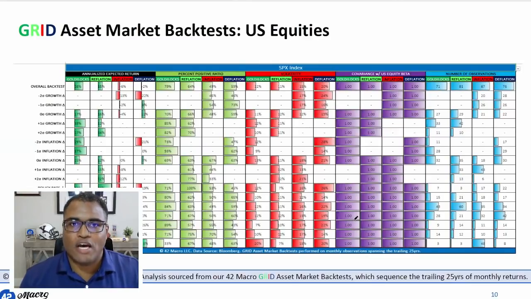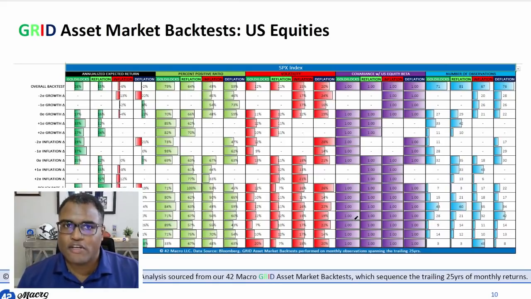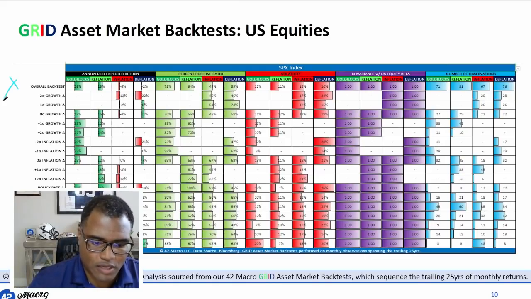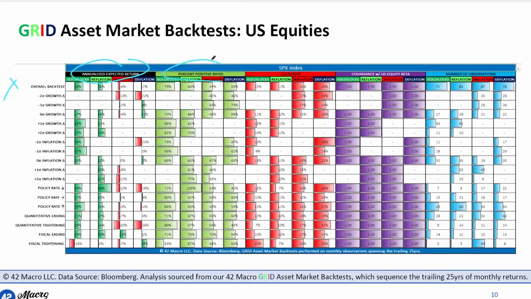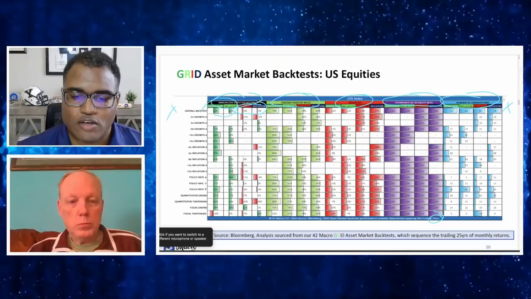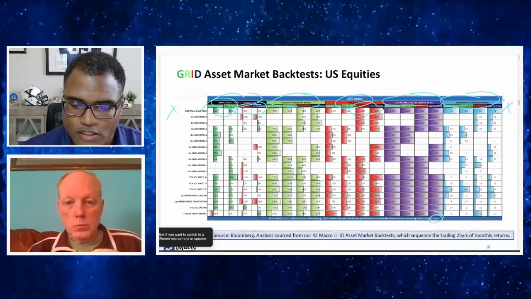So one thing we've done is back tested everything through the lens of that regime segmentation process, that grid process: Goldilocks, reflation, inflation, deflation. That's the first row in this column. Again, across annualized expected returns, percent positive ratio, volatility, covariance with US equity beta, and number of observations in the trailing 25-year sample. You're obviously understanding that in Goldilocks and reflation, you have a really good probability of making lots of money in the stock market. But once you transition to inflation and deflation, not only does the likelihood that you make money go down, but the volatility tends to increase as well.